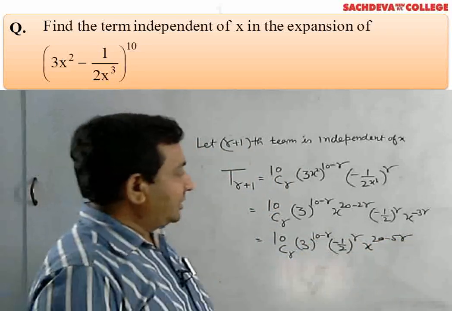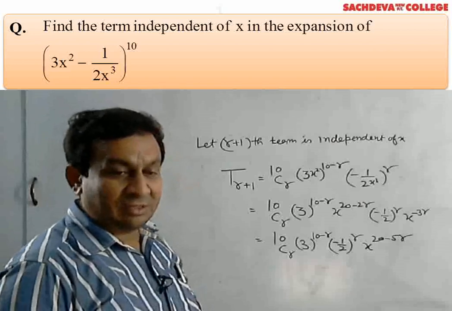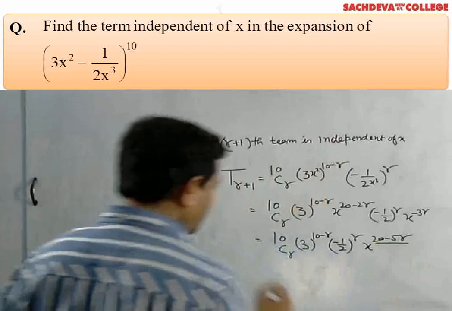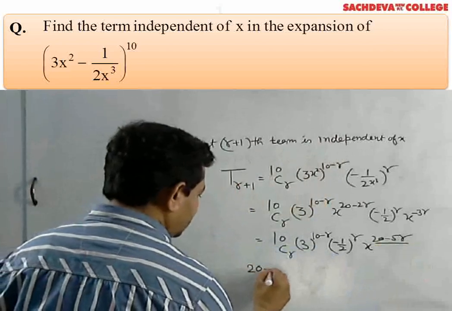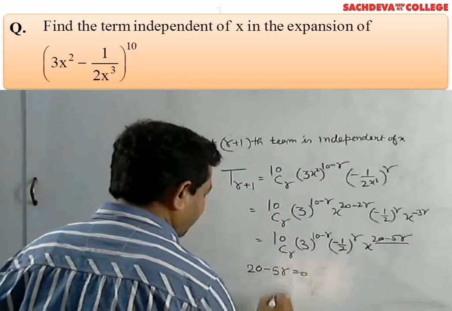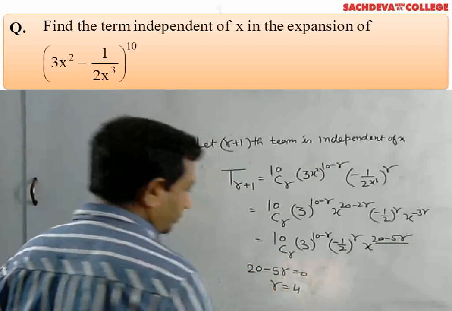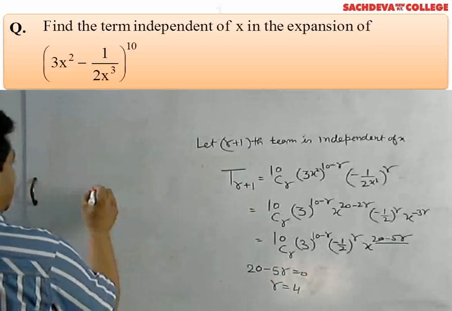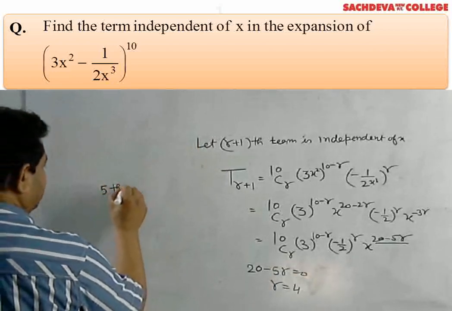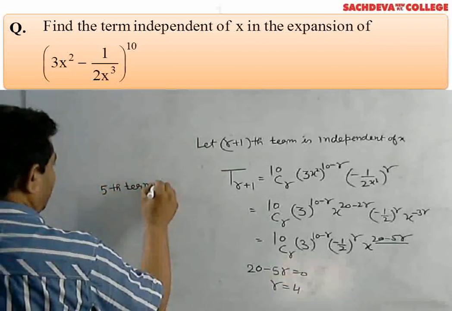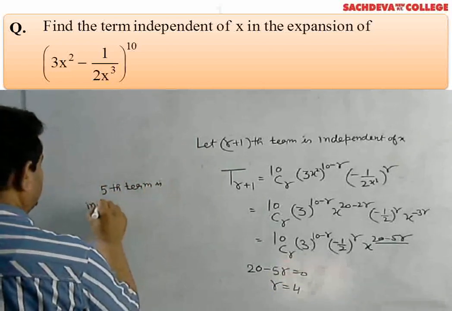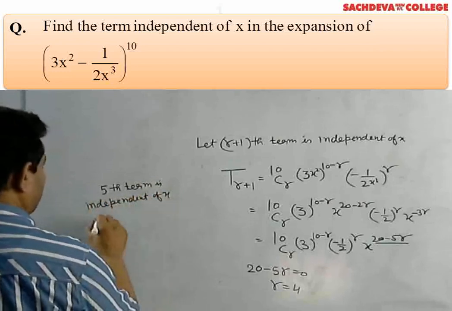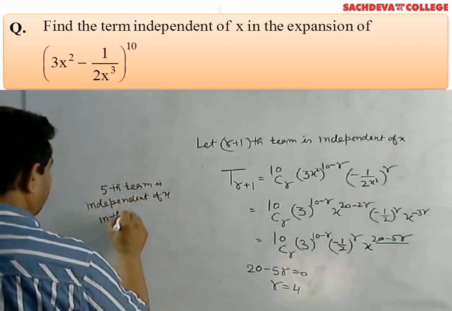But we want to find here the term independent of x in this expansion. So if we put 20 minus 5r equal to 0, then we find r is equal to 4. Because r is 4, the term will be the fifth. So the fifth term is independent of x in this expansion.